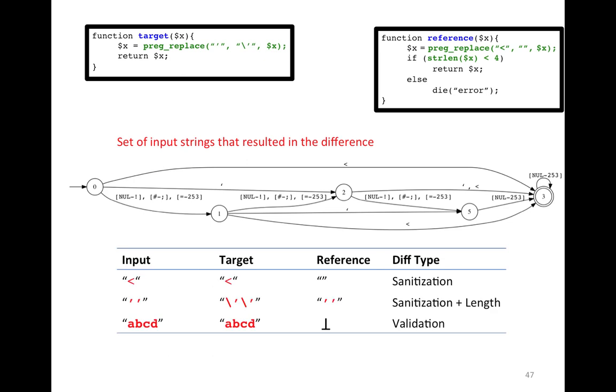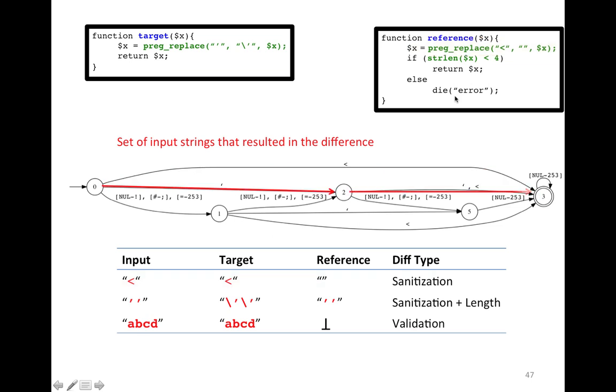The first example is strings that would take this path. They are strings that contain at least one less than character. The simplest input is this less than. Why did these strings cause a difference in the output? Because given this to the target, the target is going to give us this output, while the reference is going to remove the less than. So this input results in a difference between the output of the target and the output of the reference, and the difference here is due to sanitization operations on the reference.